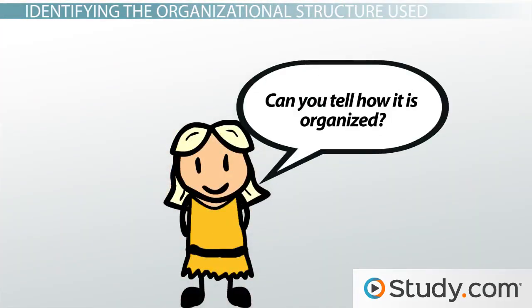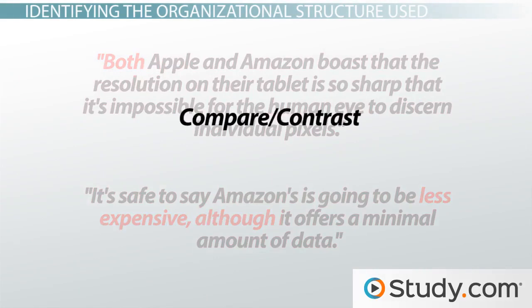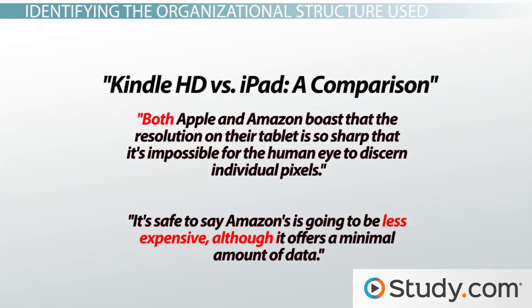Can you tell how it's organized? By noting signal words like "both" and "although," and recognizing the contrast in the phrase "less expensive," we can say that this has a compare-contrast organizational structure. Coincidentally, this article's title also gives away its structure, since it's called Kindle HD versus iPad, a comparison.